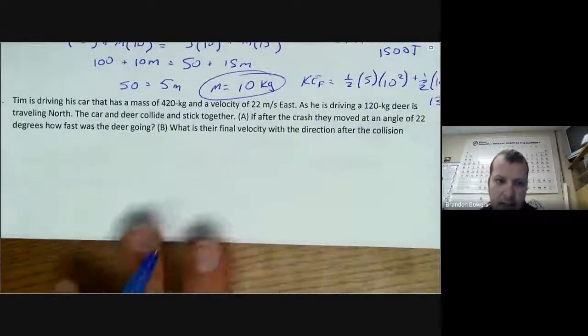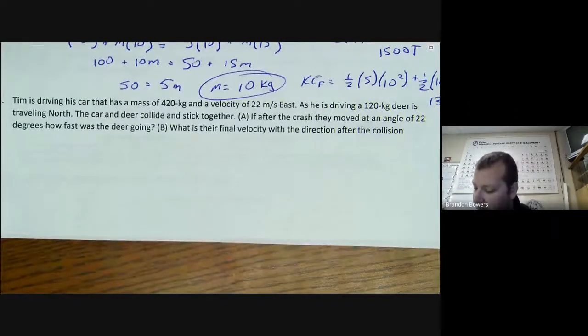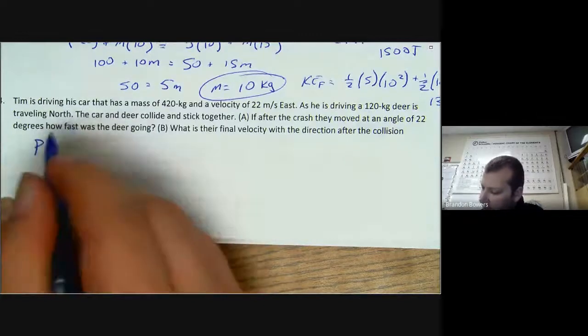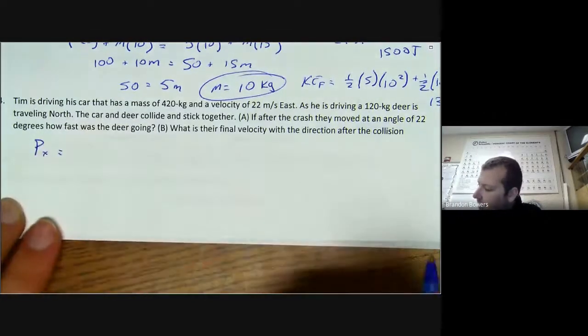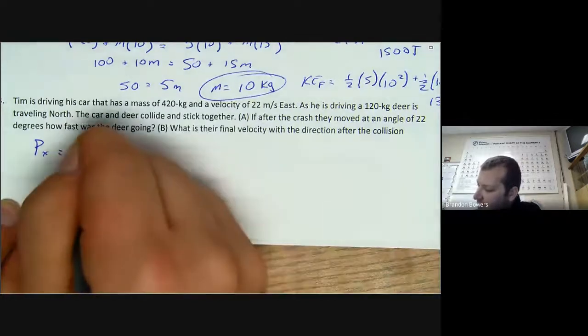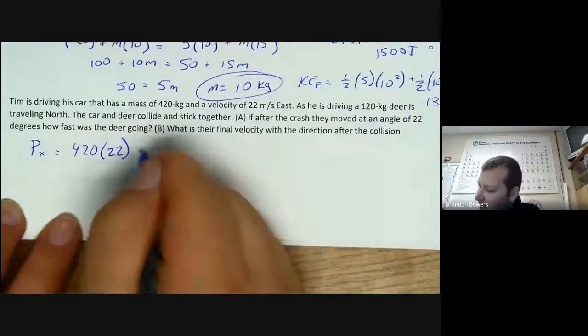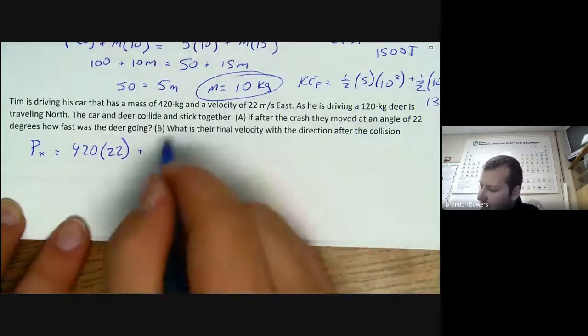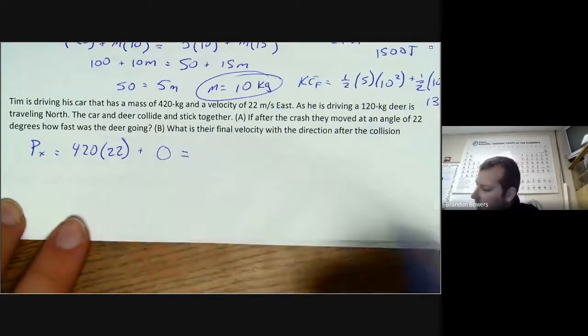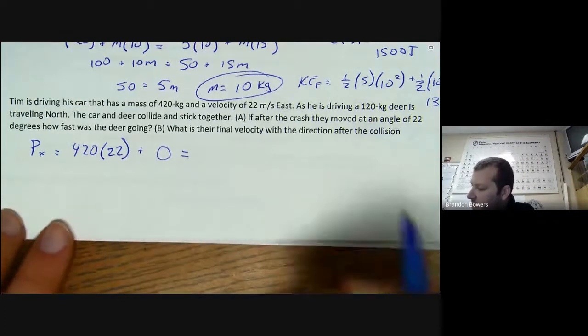Tim is driving a car that has a mass of 420 kilograms with a velocity of 22 meters per second east. As he is driving, he hits a deer traveling north. All right, so we're going to have to consider multiple factors here. Okay, so momentum, we're going to say in the x direction. He's traveling in the x direction, so he has a 420 kilogram car traveling at 22 meters per second. He hits a deer, but the deer is not traveling in the x direction.